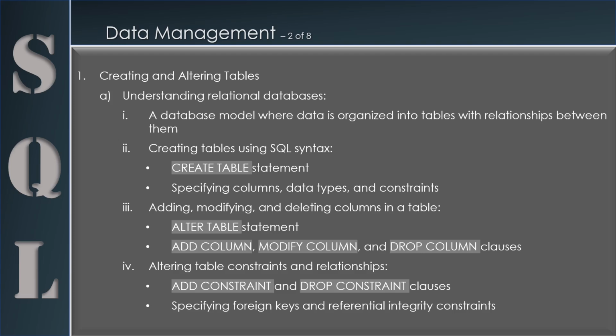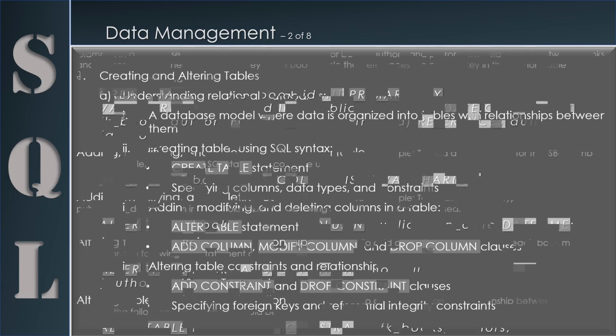Adding, modifying, and deleting columns in a table can be done through an ALTER TABLE statement. You can use ADD COLUMN, MODIFY COLUMN, or DROP COLUMN. These are the clauses that can be used. For altering table constraints and relationships, you can use the ADD CONSTRAINT or DROP CONSTRAINT clause to specify foreign keys and referential integrity constraints.